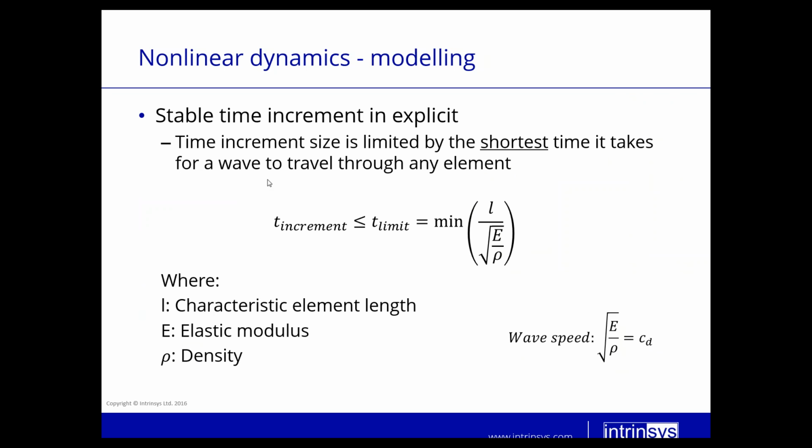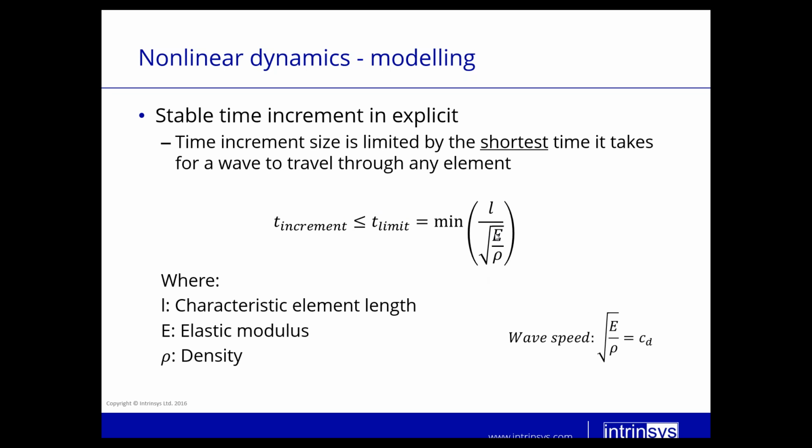Okay, so we mentioned this stable time increment in Explicit. What's this? This is basically a limitation on how large your time step can be, and this is limited by the time it takes for any wave in the structure to travel through your element. So obviously, the smaller your element, where L is your element size, the smaller this time increment is.